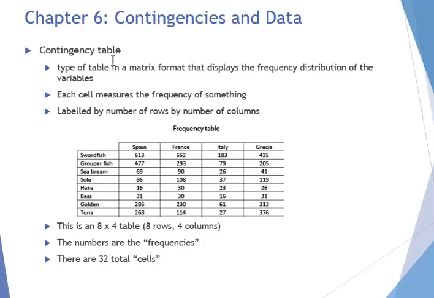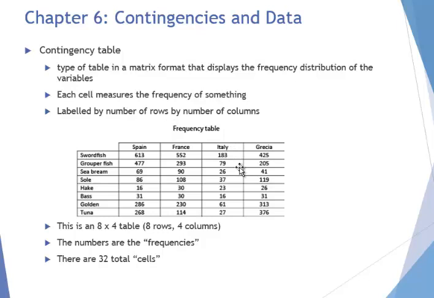One thing that you see very often in research papers is a contingency table, which is a matrix format that displays the frequency distribution of variables. Frequency just means how often they occur, and variables just means things that can change. In other words, the number of successful experiments and the number of unsuccessful ones. Each cell holds the frequency of something, the number, and they're labeled by rows and columns.